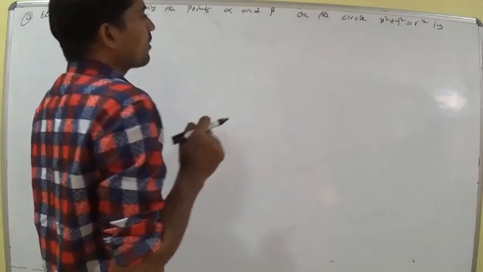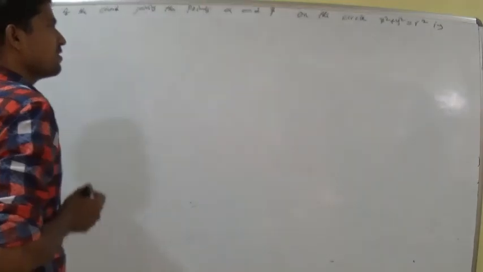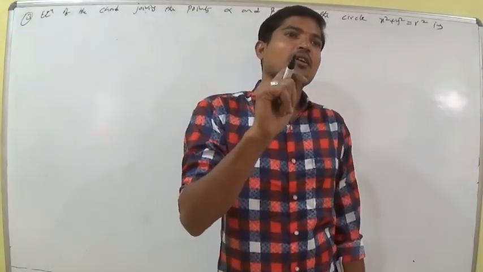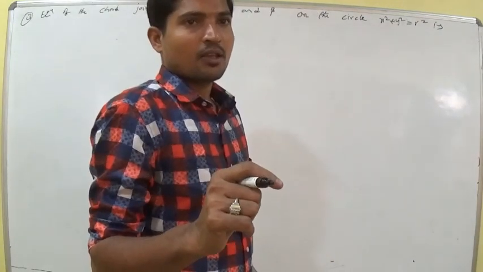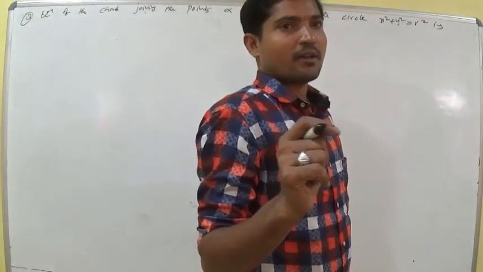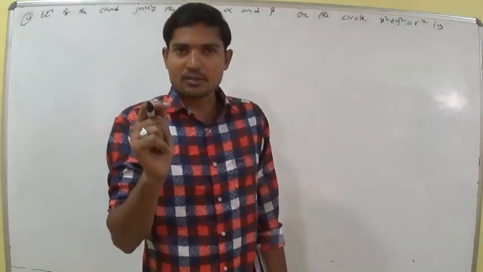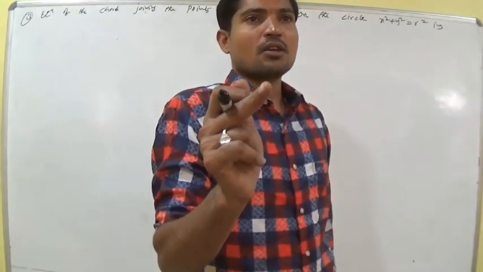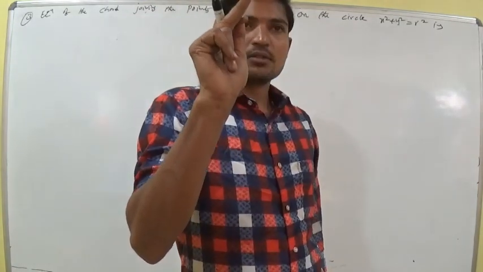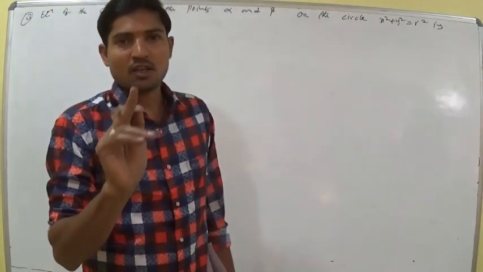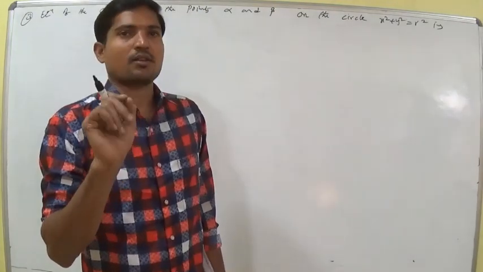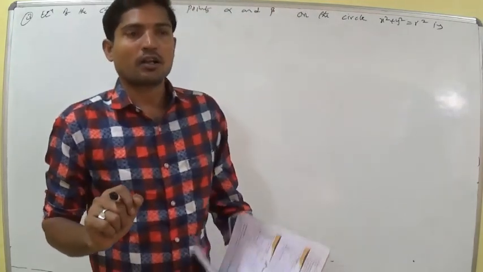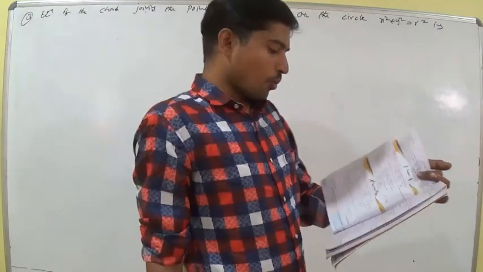The equation of a chord joining the points alpha and beta on a circle x square plus y square plus 2gx plus 2fy plus c equal to 0 is (x plus g) r cos of (alpha plus beta) by 2 plus (y plus f) r sin of (alpha plus beta) by 2 is equal to r cos of (alpha minus beta) by 2.